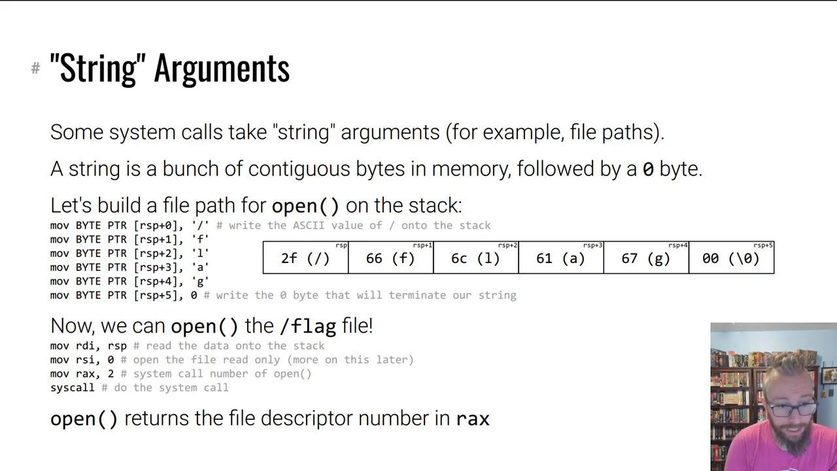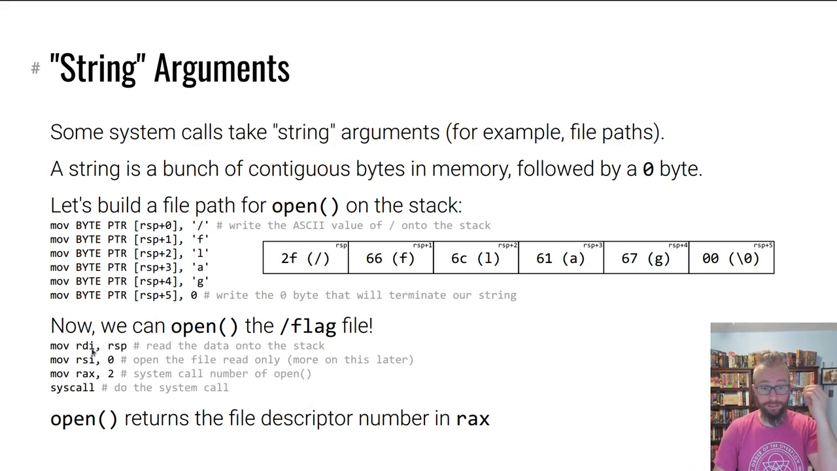We're back. So you move into RSP, into the memory pointed to by RSP, and onto the stack, slash FLAG 0. And this gets interpreted as ASCII, and the correct values are added, because that's what the single quote does in assembly. And you've got 2F, 66, 6C, 61, 67, 00 in your stack.